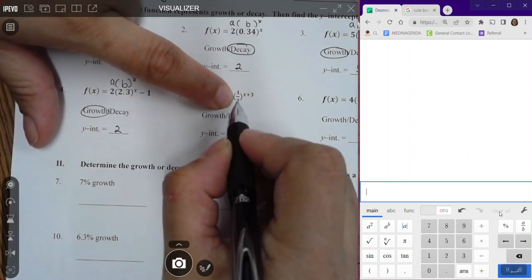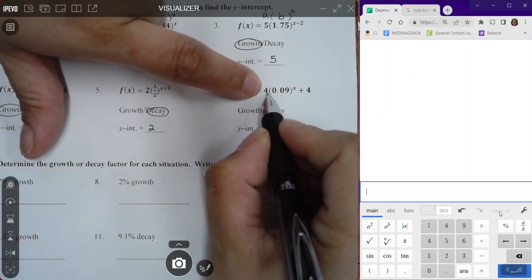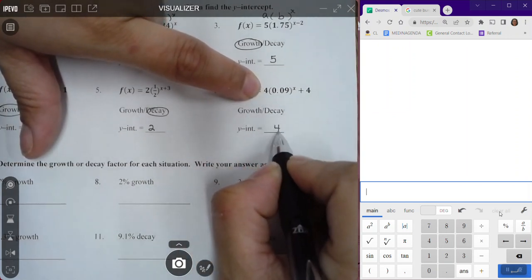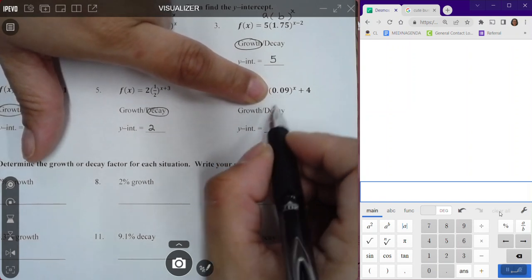All right, from here we can tell that the y-intercept is 2. 1/2, is it greater than 1? No, decay. All right, if you look at the coefficient, it's a 4, that's the y-intercept. If you look at the factor, 0.09, is it greater than 1? No, decay.